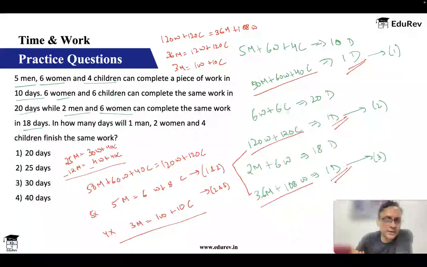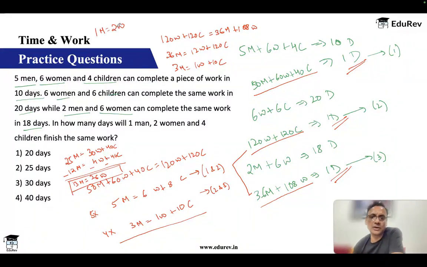Subtracting the second one, I'll get 13 men is equal to 26 women. 13 men equal to 26 women, or 1 man is equal to 2 women. That is what I wanted. So I have 1 man is equal to 2 women. Let me put that anywhere here.